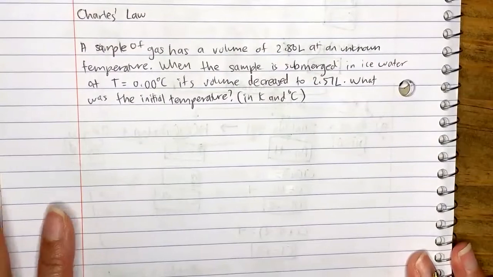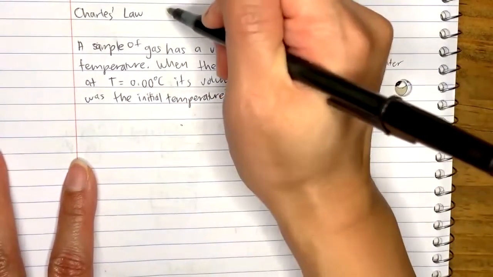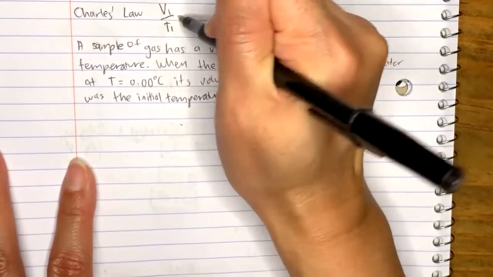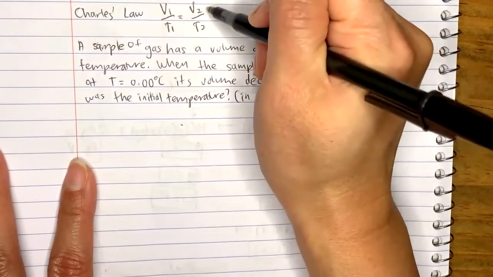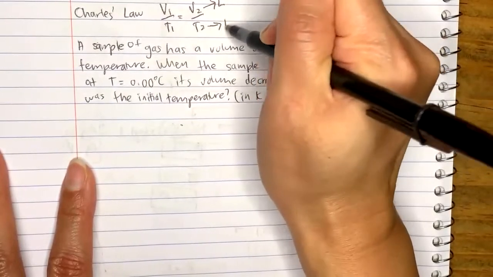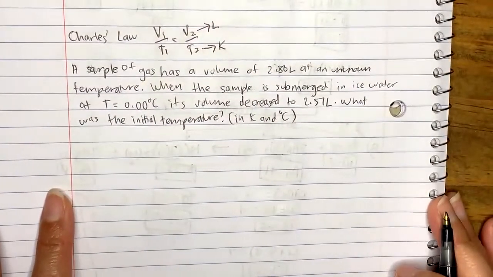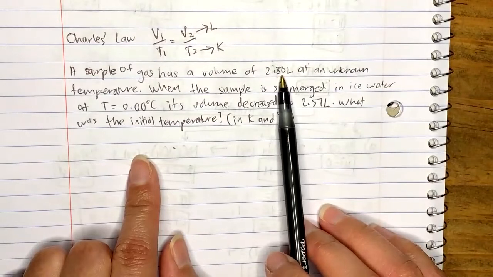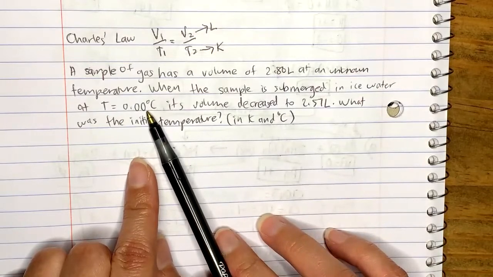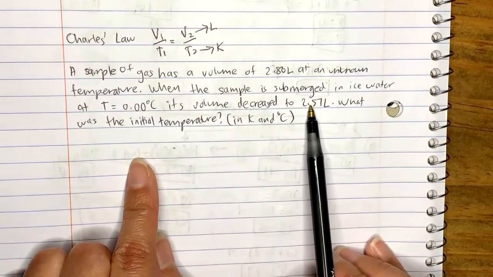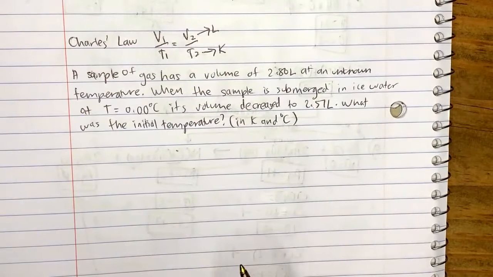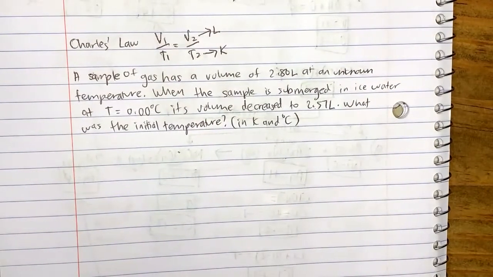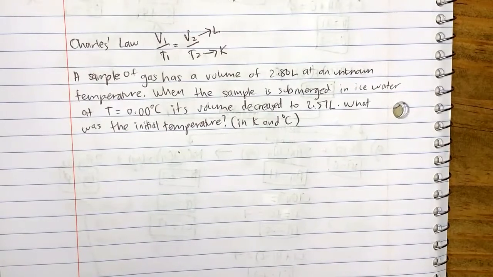So when you do Charles' law, always make sure you use V1 over T1 equals V2 over T2. And this one here you use liters, this one here you use Kelvin. Okay, so that's Charles' law right here. So now we have V1 is 2.8, and then we don't know T1, we're looking for that. T2 is over here. That's 0 Celsius, but we have to change it to Kelvin. And then V2 is 2.57 liter. Okay, so what's 0 Celsius? 0 Celsius is 273 Kelvin.